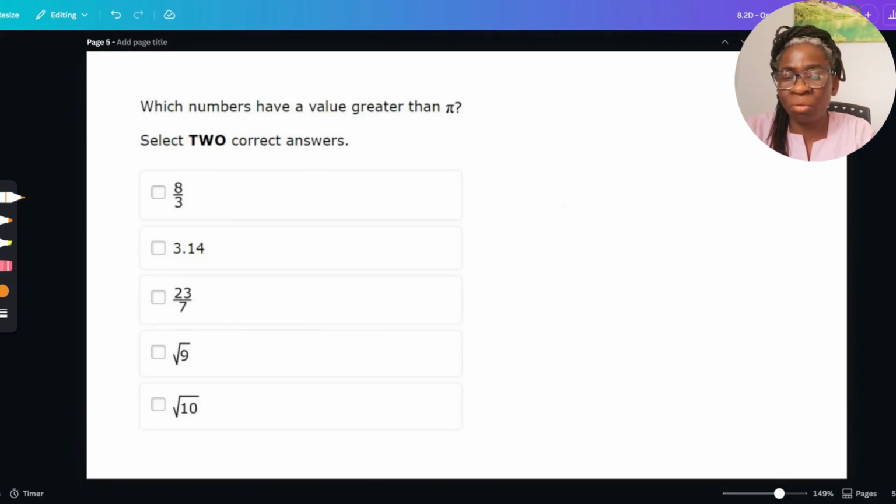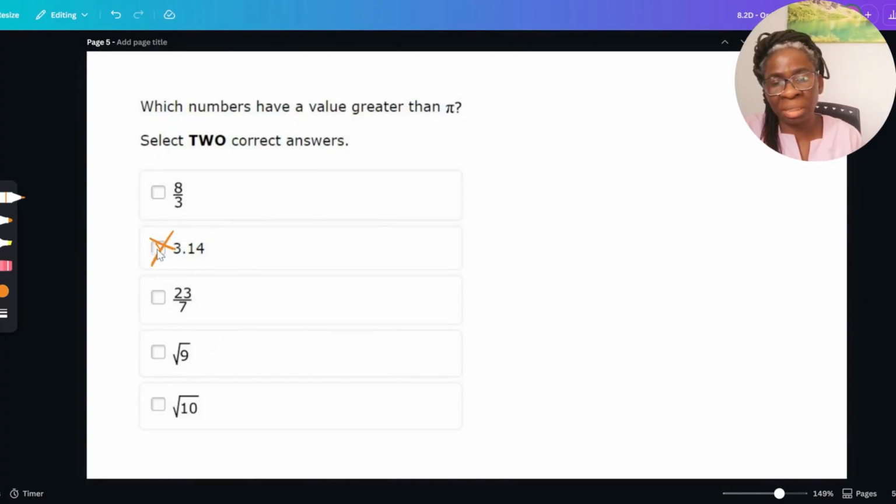What is the value of pi? The value of pi is 22 over 7, and we also approximate it to be 3.14. So this is an approximate value of pi. Root 3 will give 1.73, so this is not greater than pi. Root 10 will give 3.16. So this is greater than 3.14.